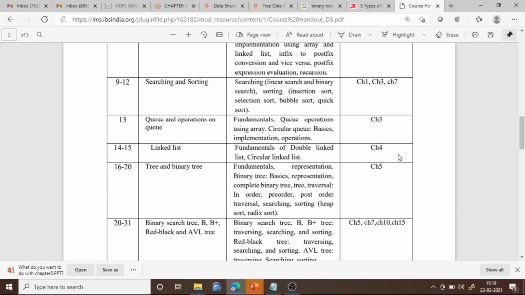Whatever the next quiz or test we have, there may be questions from doubly circular linked list also, but I leave this as a homework or an exercise, which you should do by yourself. Okay, so let us start with trees now.